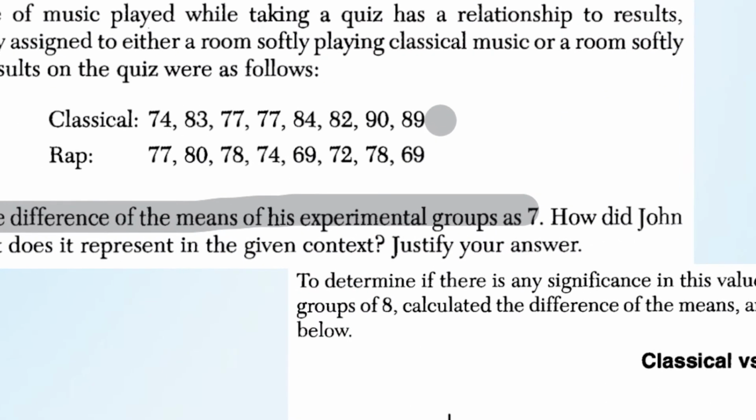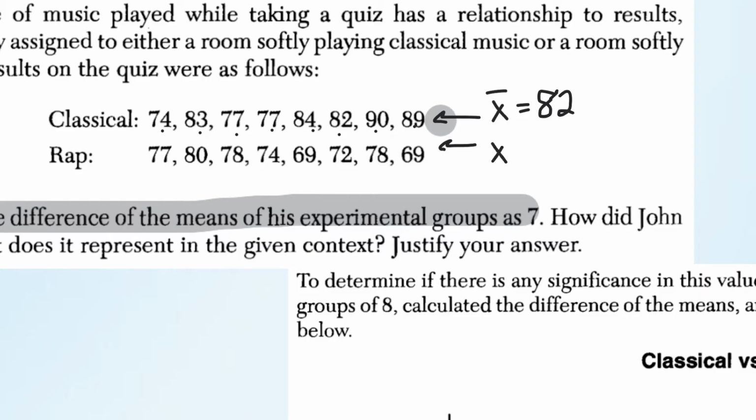Well, what we'll want to do is actually calculate the mean of each set of data here. And of course, just a friendly reminder, to calculate the mean of a set of data, you would add all the numbers up and then divide by how many numbers there are. So if we did all 8 of these numbers added together and divided by 8, we get 82 for classical music. So that's the average score on the quiz for people listening to classical music.